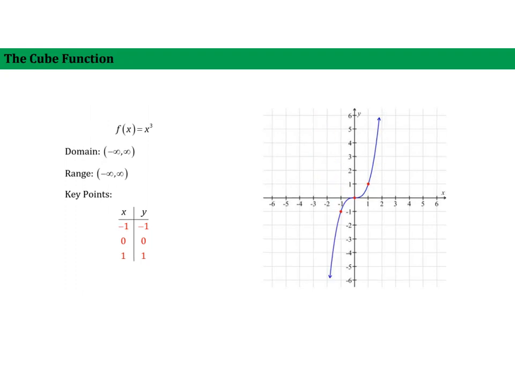The cube function, y equals x cubed, has almost a snake shape, and it has the points negative 1, negative 1, 0, 0, 1, 1. The domain and the range are both all real numbers. So as this graph drops, it continues to go to the left, and as it rises, it will continue to go to the right, very steeply in both situations.